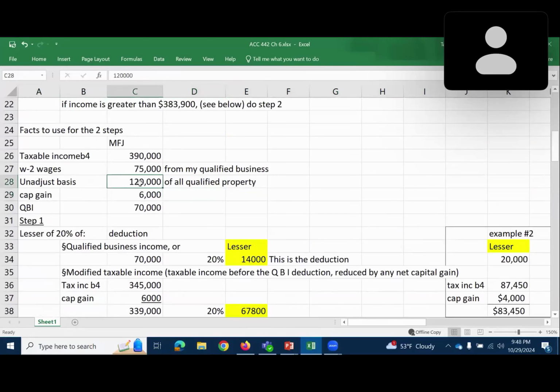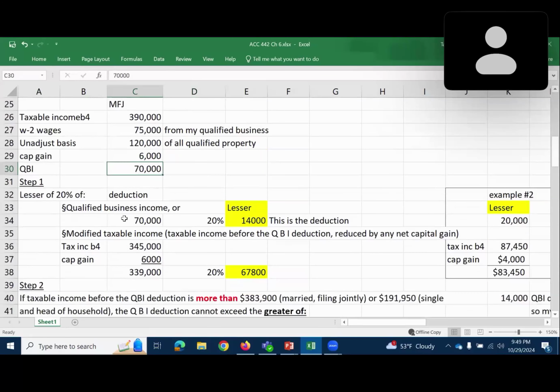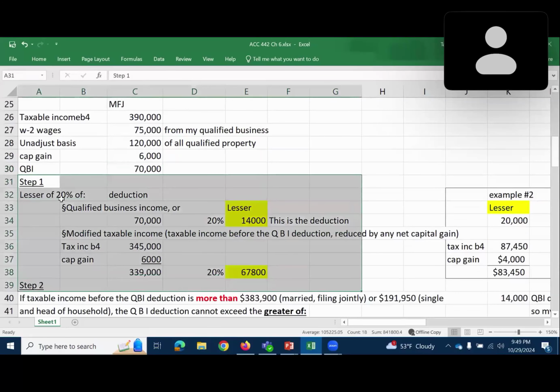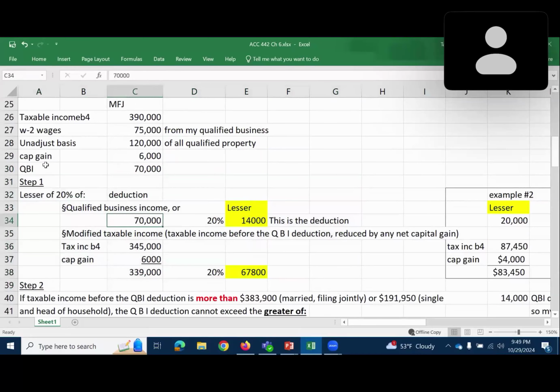Is 120. My capital gain is $6,000 and my QBI, the income that I earned from my business, was $70,000. So we're going to do step 1. My qualified business income is $70,000. Times 20% is $14,000.